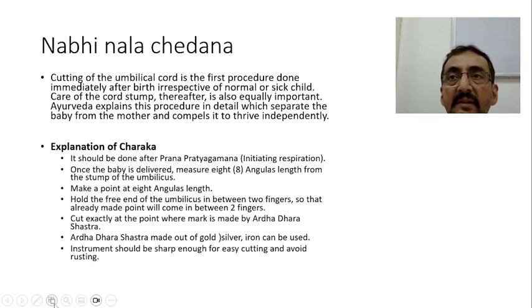Therefore, care of the cord stump thereafter is equally important. Number one, cutting of the cord is the first step. Thereafter, taking care of the umbilical stump is also equally important, because that is one of the most vulnerable areas for infection. Ayurveda explains this procedure in detail, which separates the baby from the mother and compels it to thrive independently. Cutting of the umbilical cord is where the early neonatal age starts. It is an important event because it separates the baby and the mother.